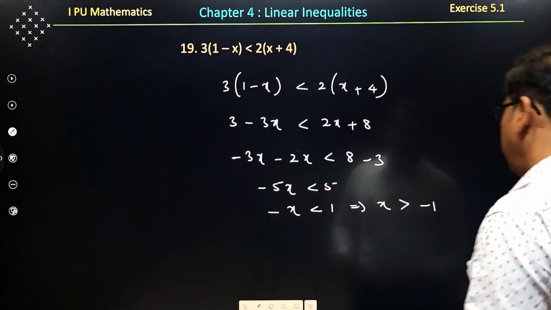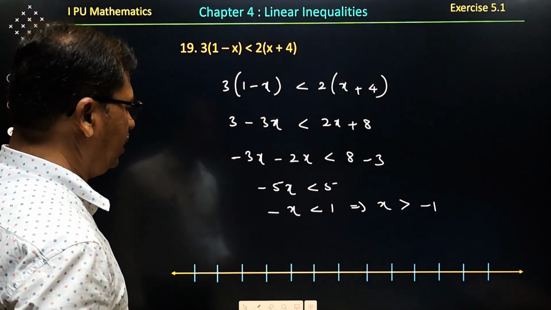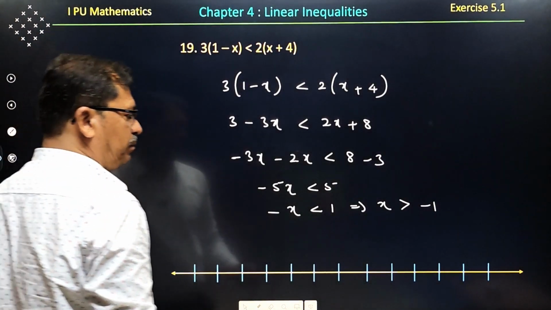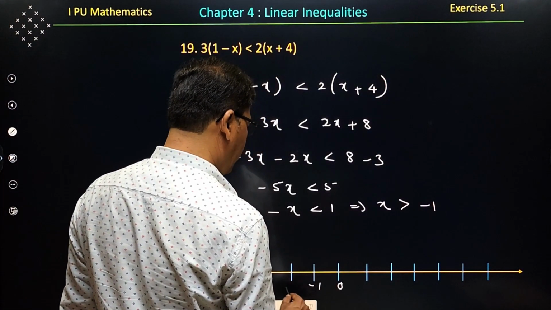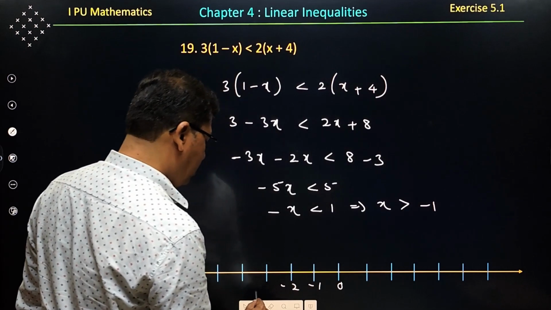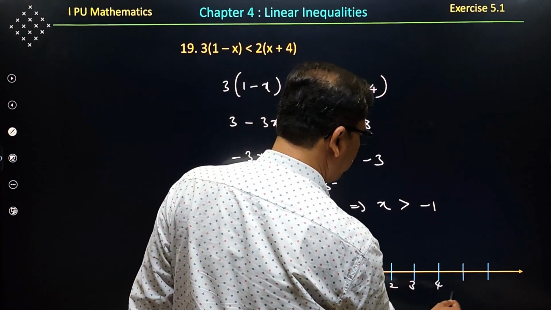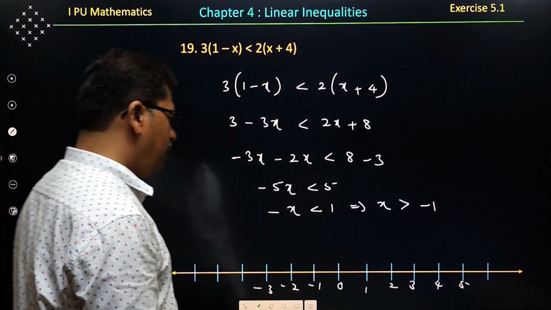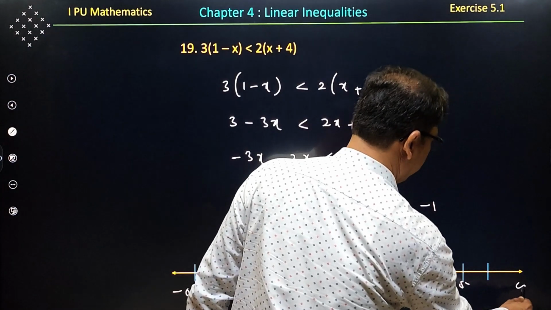So this is the answer, and then you need to represent it on the number line here. Minus 1. See, this is 0. Minus 1, minus 2, minus 3 on this side. 1, 2, 3, 4, 5, etc. On this side it is minus infinity, and on the right side it is plus infinity.